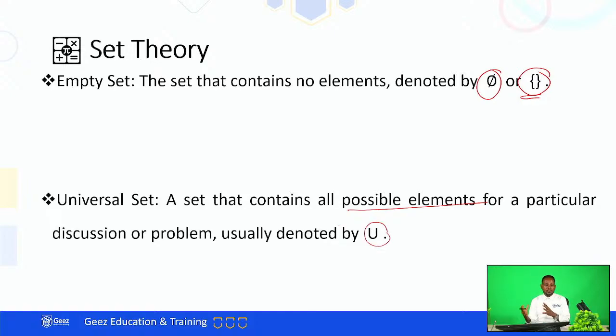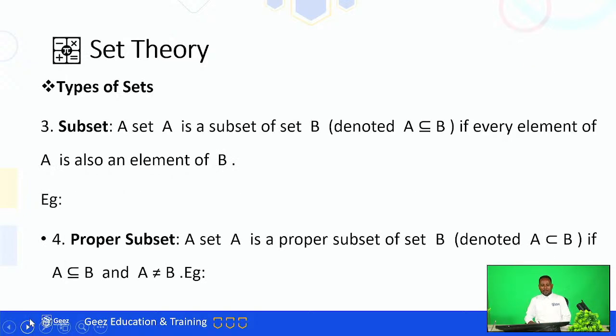So if you have different types of sets like set A, set B, set C, then the collection of all these sets is called a universal set. So a set that contains all possible elements of any particular discussion or problem is called a universal set. Right. Still we are talking about types. And the other one is subsets.